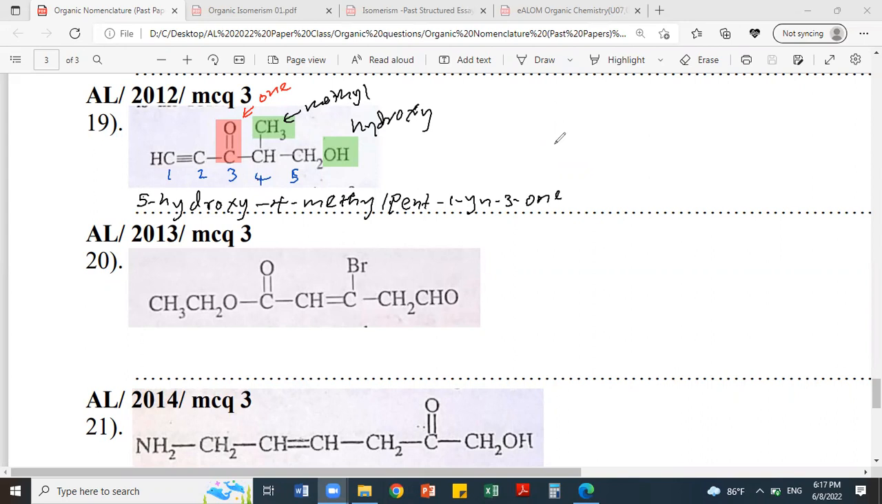Can you try this 20th one? What is the functional group here? So an aldehyde group is there. Anyway, bromo and this oxygen there. But anyway, you can see here this COO. It's not COOH. It's COOR. When this group is there, we call it ester.